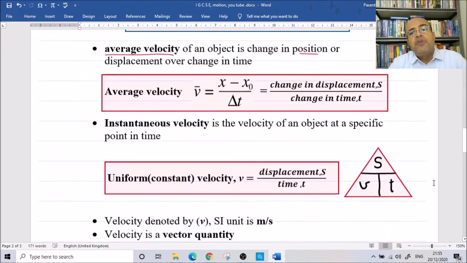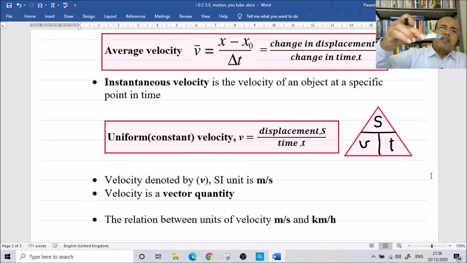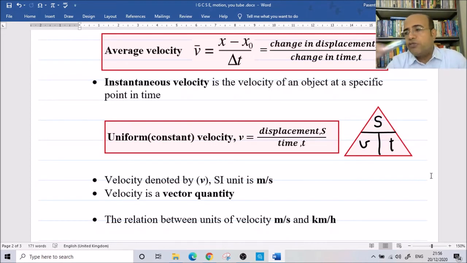What about uniform velocity? Uniform means constant, meaning there is no change. For example, the car moves with 5 meters per second, 5 meters per second, 5 meters per second. So no change in velocity. If there is no change in velocity, we say it's uniform velocity or constant velocity. Uniform velocity or constant velocity, denoted by V, is the displacement, denoted by S, over time.